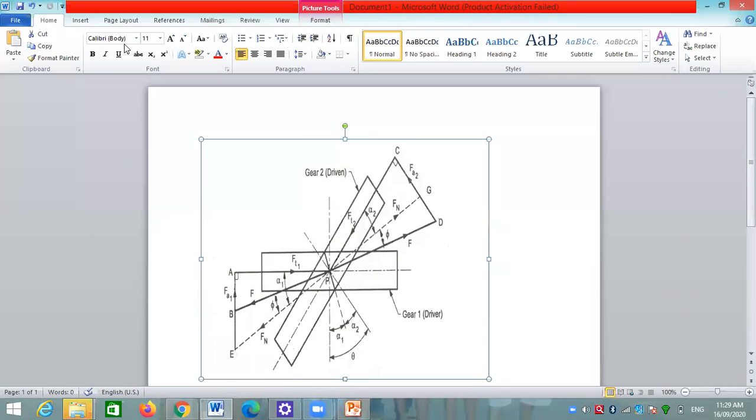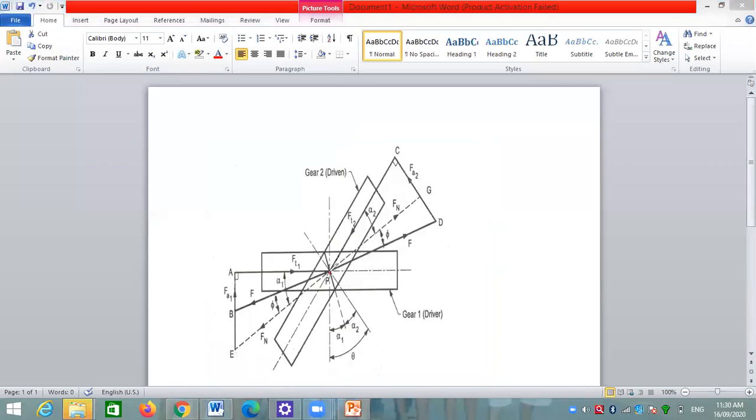See in this image, here I want to take a triangle PAB. For a triangle PAB, AP is equal to Ft1, because it is the tangential force acting at a tangent to the gear.